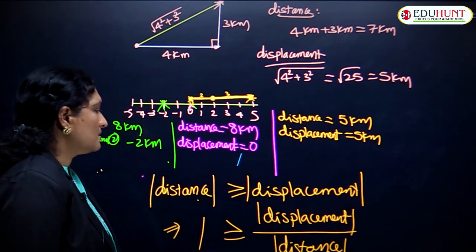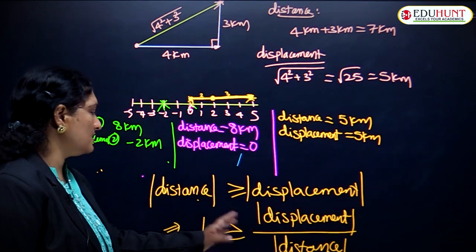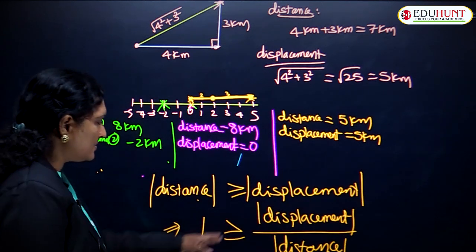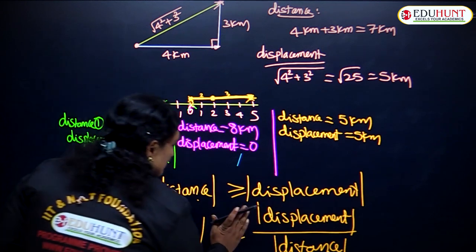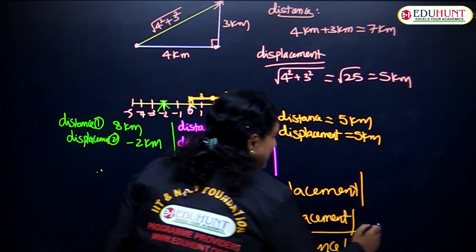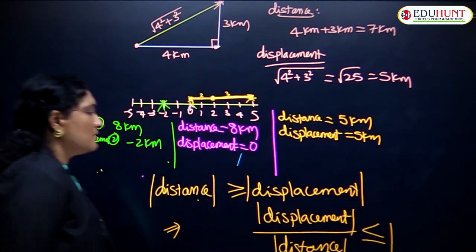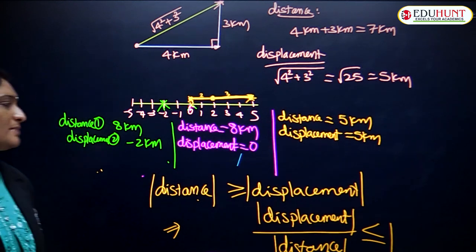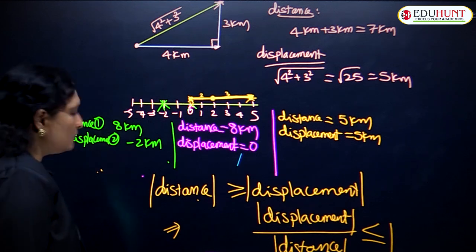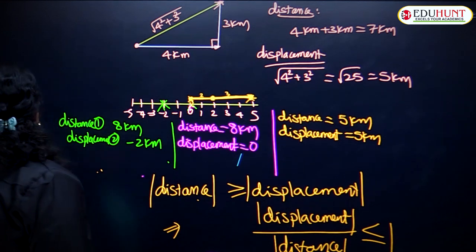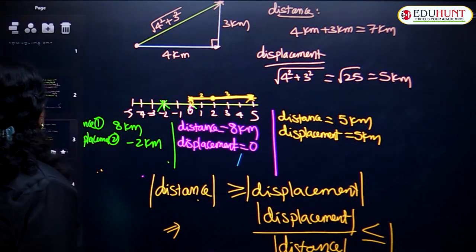Okay, children? So, the magnitude of displacement over distance, observe this symbol, children. Let me write it like this instead. The magnitude of the ratio of displacement to the distance is always less than or equal to 1. So, from this, we can conclude our topic, children. Then we shall move to some example problems and then to the next part.